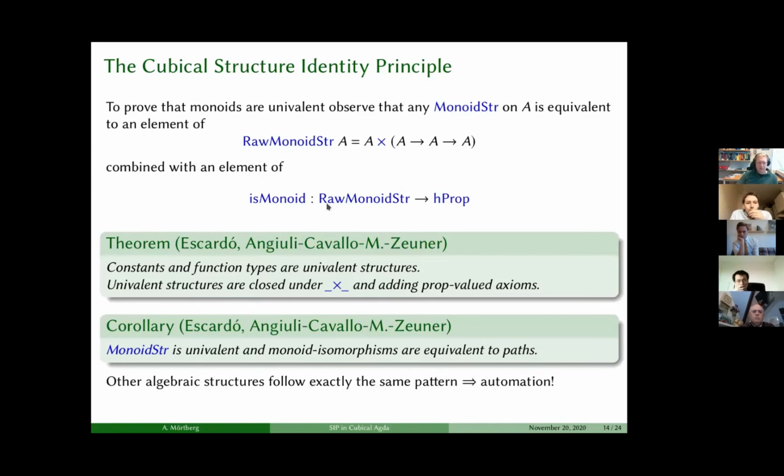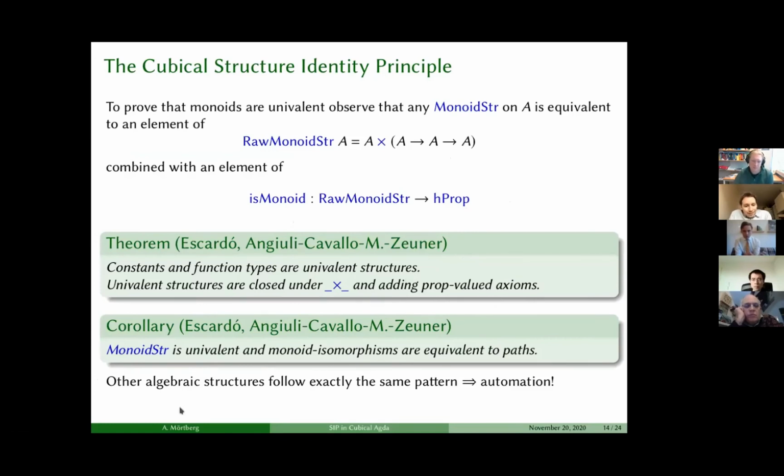And then Martin proved for his standard notion of structure, and we prove for our slightly different but equivalent univalent structures, that constants and function types are univalent, and that these are closed under products and adding propositional-valued axioms, and actually many other things, but I just listed these because these are the ones you need to see this corollary. Because they're closed under products, we just have to check that the constant and the function types are univalent, and that follows from this theorem.